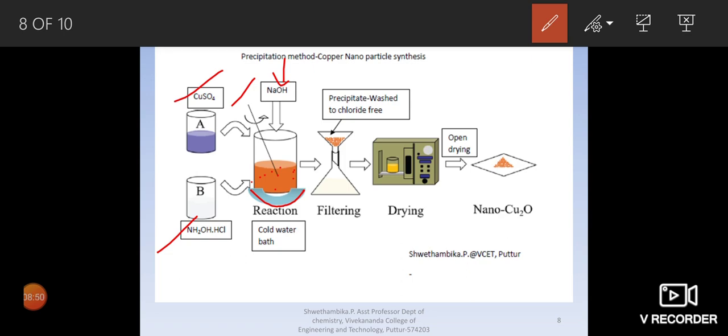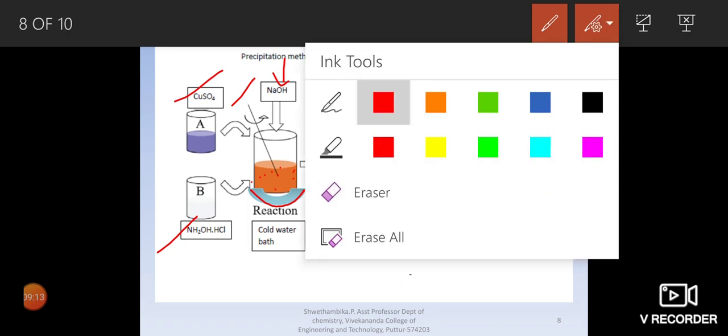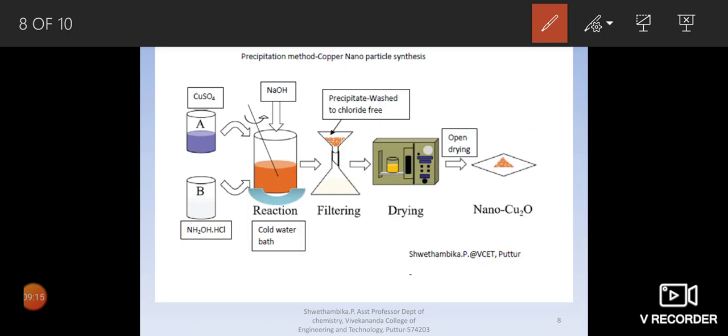That is actually Cu2O, and then we have to wash the precipitate many times after filtration, and then dry, and then go for open drying. We get Cu2O. Further, if you proceed, you are going to get CuO nanoparticles on heating. Okay, that is about the schematic way how you can remember the process. In fact, the syllabus doesn't expect you to remember this, but I have drawn it so that the process you can remember easily.